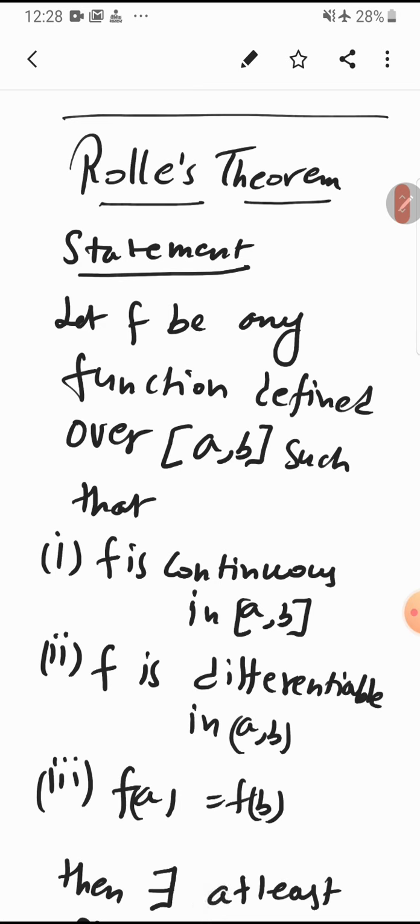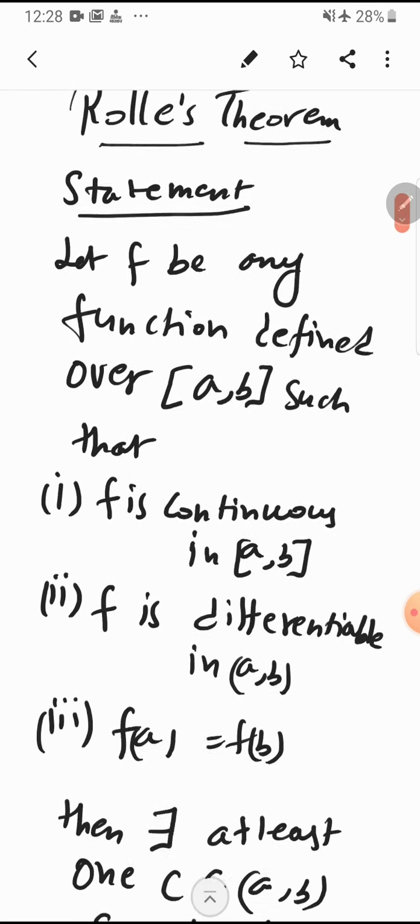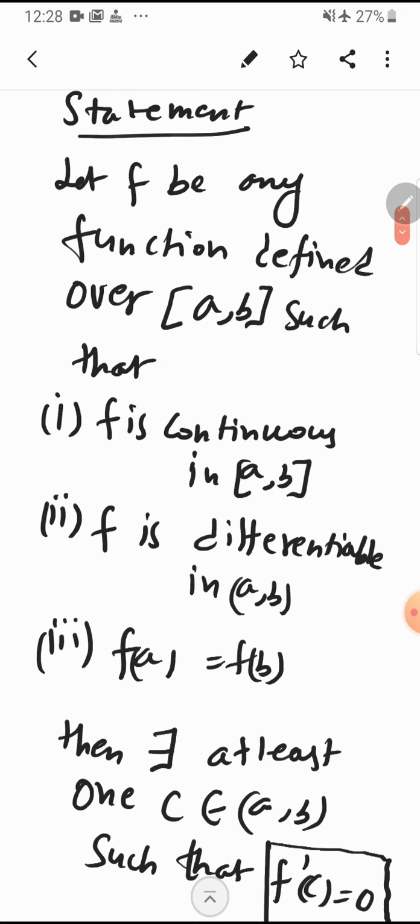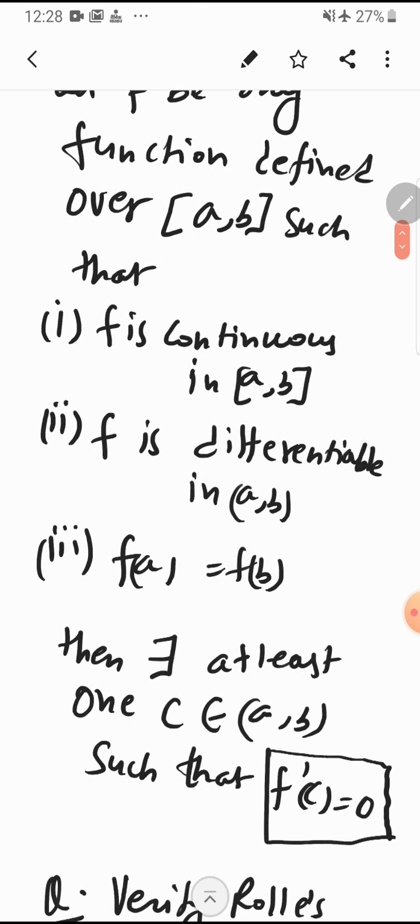Now let us consider the statement of this Rolle's theorem. Let f be any function defined over closed interval a comma b such that first, f is continuous in closed interval a comma b, second, f is differentiable in open interval a comma b, and third, f of a is equal to f of b. These are the conditions of Rolle's theorem.